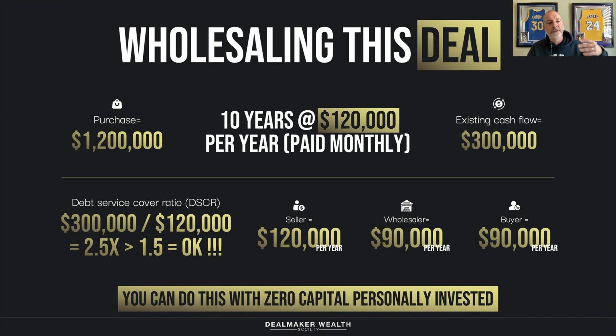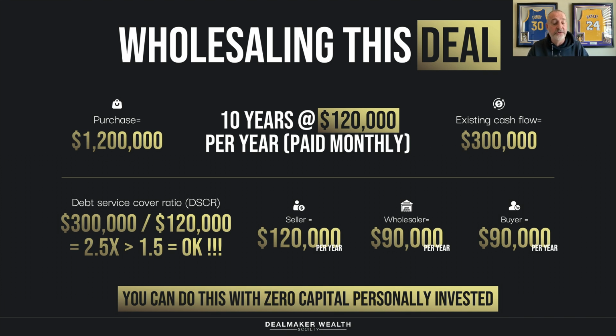We want to make sure that there's at least 1.5 times the amount of cash flow pumping through the business divided by the amount of cash flow that needs to go out to service the deal. So in this example, the seller wants 120 a year, it's cash flowing 300, so that's a 2.5x debt service cover ratio, which is 300 divided by 120. So then the seller gets $120,000 a year, and then you have $180,000 left between you and the buyer.